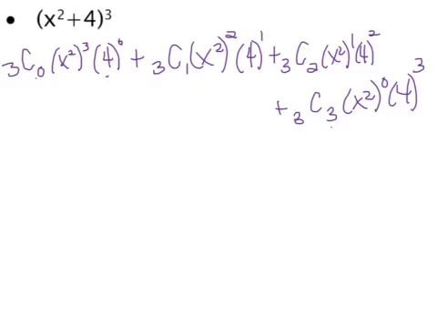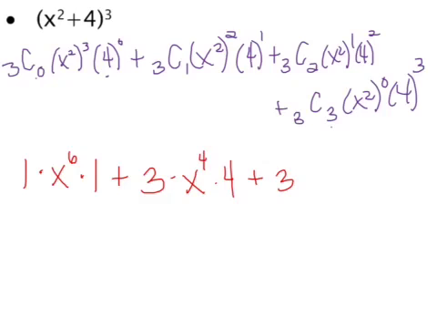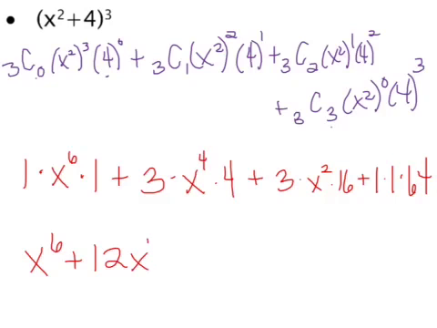Alright, so we have 3 combinations of 1 times x squared cubed times 4 to the 0. Then we're going to add 3 combinations of 1 times x squared squared times 4 to the first, plus 3 combinations of 2 times x squared to the first times 4 squared, and then finally 3 combinations of 3 times x squared to the 0 times 4 cubed. So we have x to the 6th plus 12 x to the 4th plus 48 x squared plus 64.